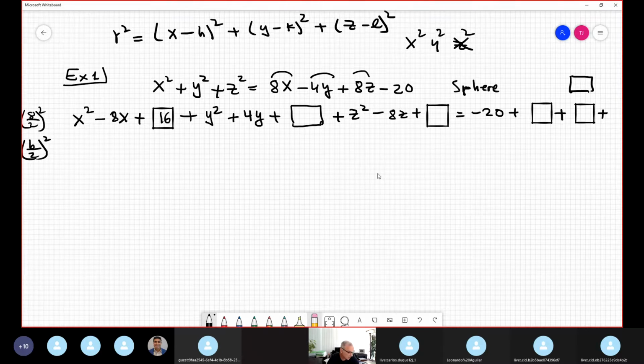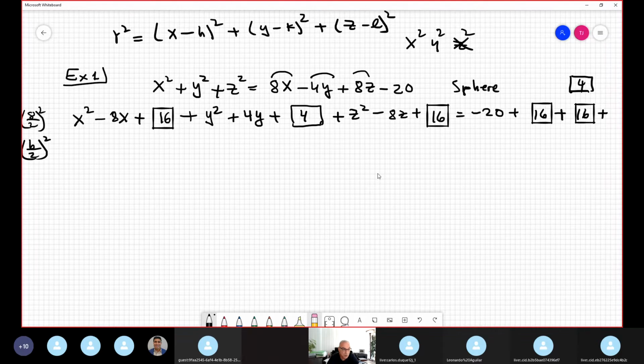Now, the second is 4, because 4 divided by 2 is 2, and 2 squared is 4. The next one is 16 again. It's a coincidence, because it's 8. It doesn't matter, when it's negative, squared, the answer is always positive. So we add 16, and in order to keep the equilibrium of the equation, 16, 16, and 4. Okay?